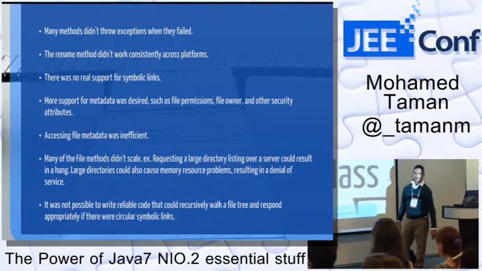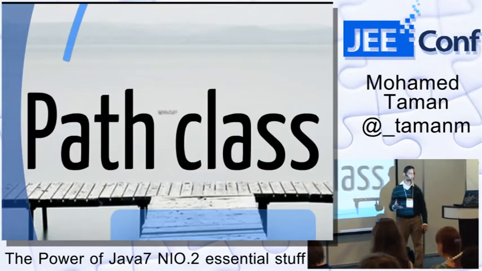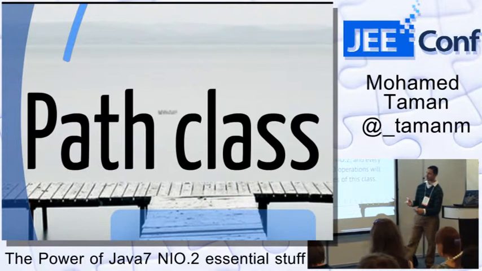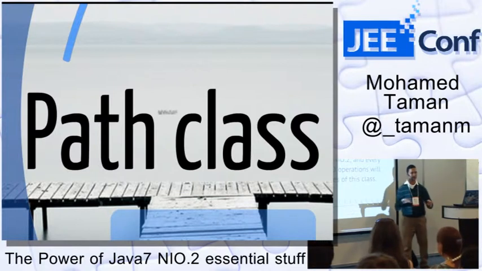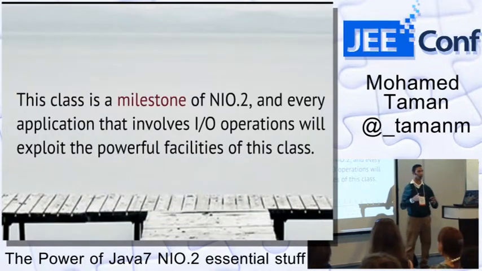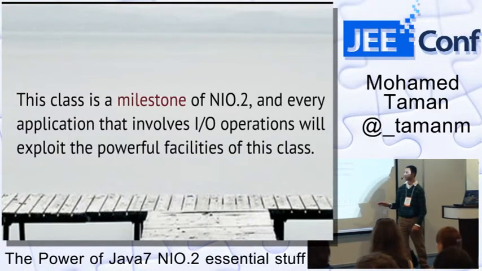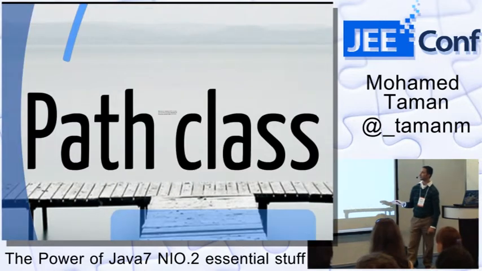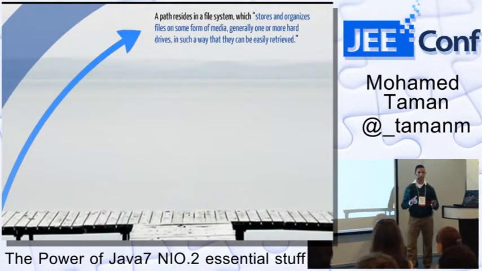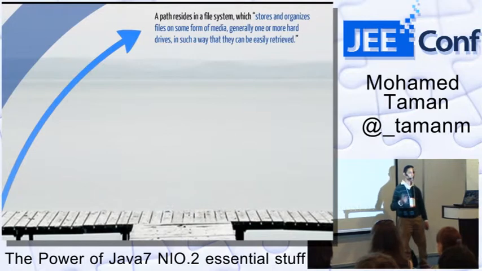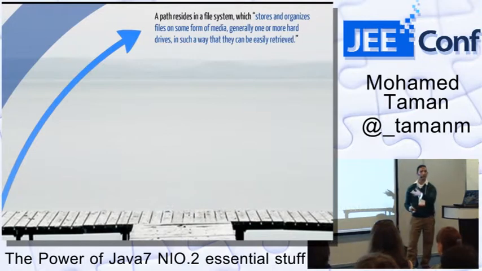Okay, let's talk about the Path class. The Path class is the milestone of NIO. Any operation involved in NIO.2 should have the Path class in its method parameters. No File class, no more File, Path. What is the Path class? Where does it reside? Think of the Path class as a pointer to the file or directory in the file system.